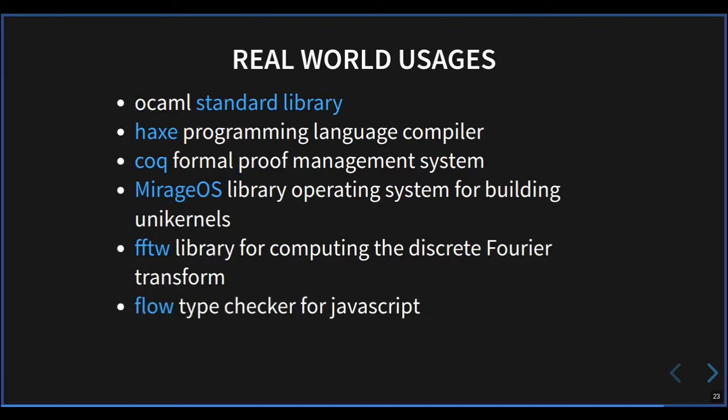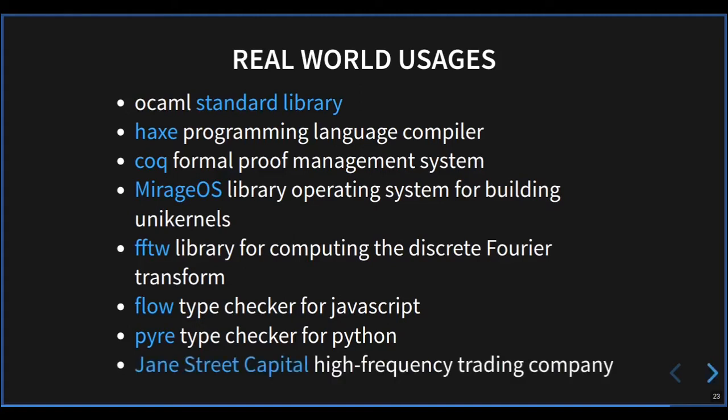There is Flow, which is a type checker for JavaScript, and there is a similar type checker for Python, and there is also the trading company Jane Street, which uses OCaml as their language of choice because it's an expressive language and is pretty easy to learn.